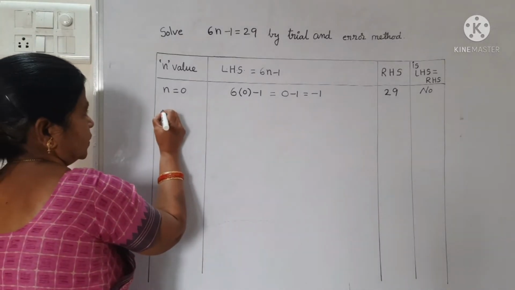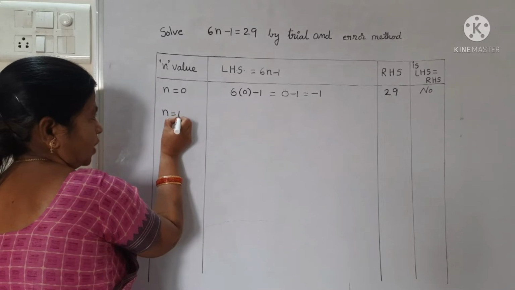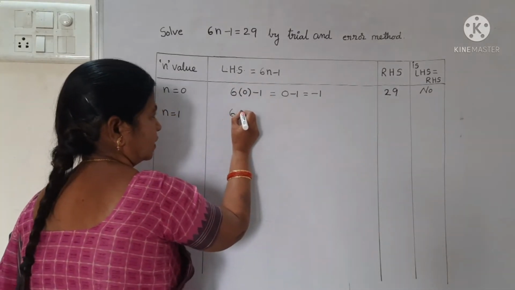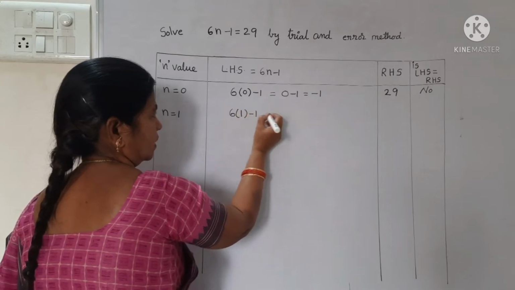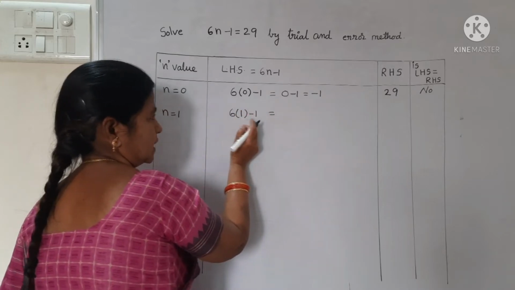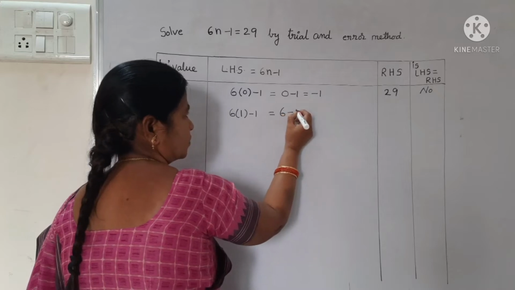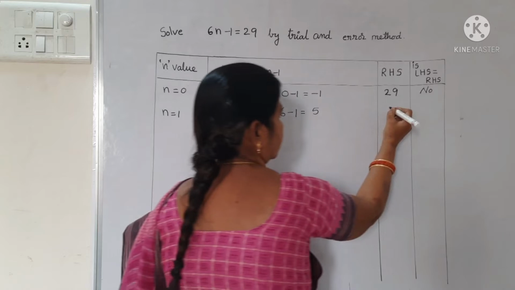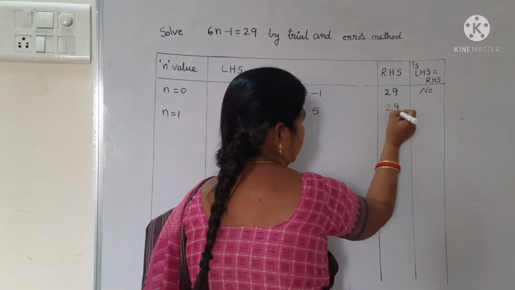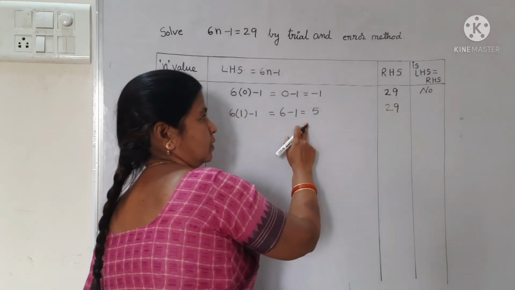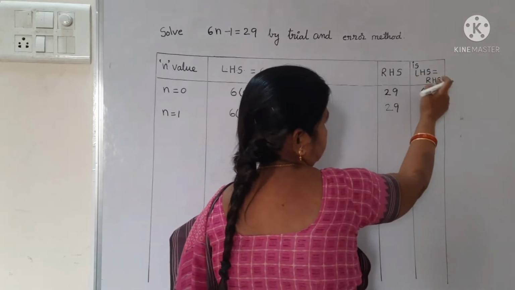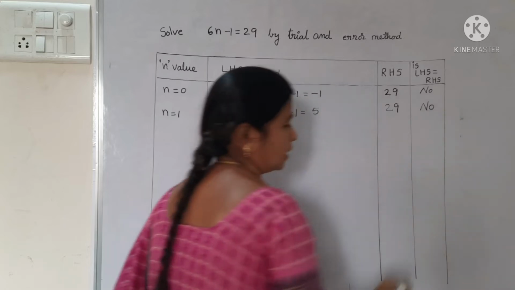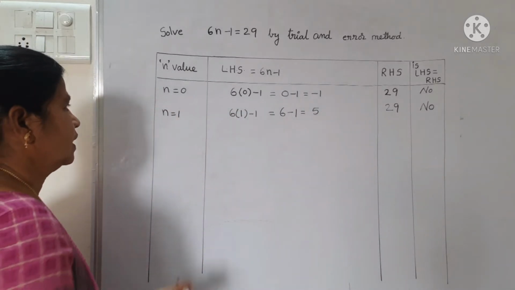Now, let us substitute n is equal to 1. In the place of n we are writing 1. 6 into 1 is 6, and 6 minus 1 we get 5, and RHS is 29. So LHS is not equal to RHS. So here also it is not the solution.